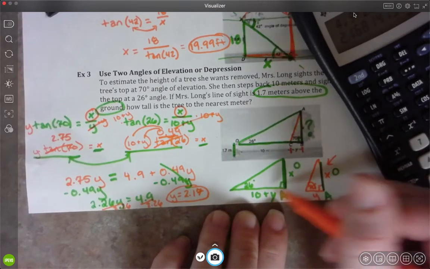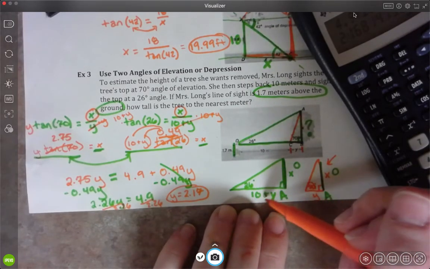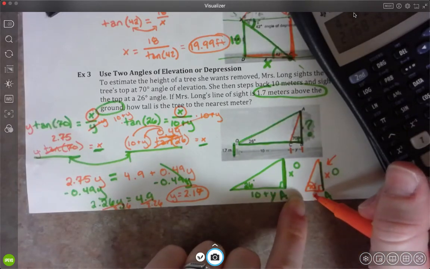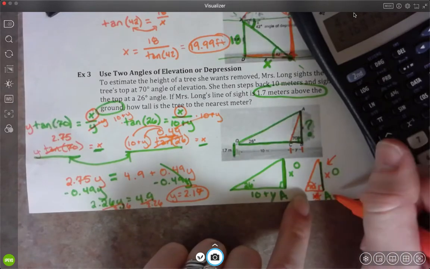I'm going to look to this smaller triangle here because I really could do either one. It doesn't really matter. But this one, since it has a 10 plus y, I'm not going to worry about him. I'm going to worry about this one. This y is going to be 2.17.